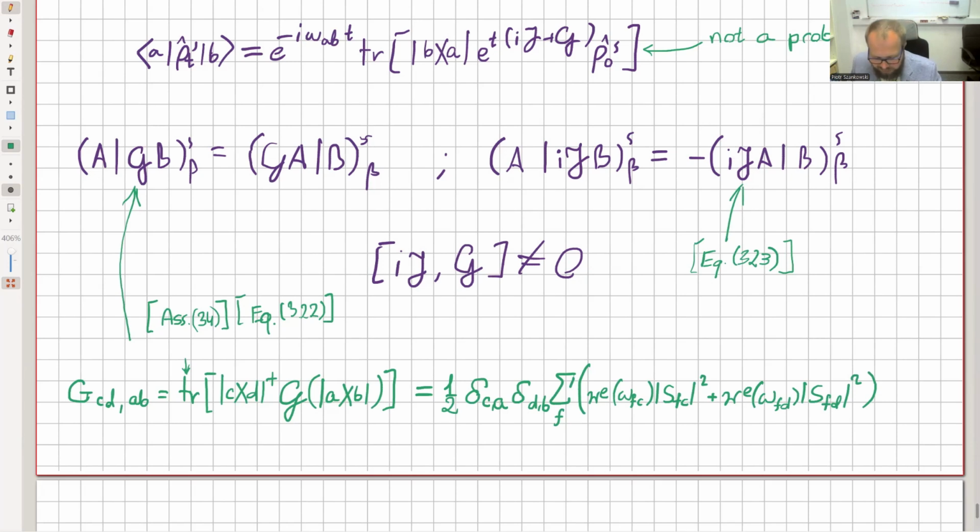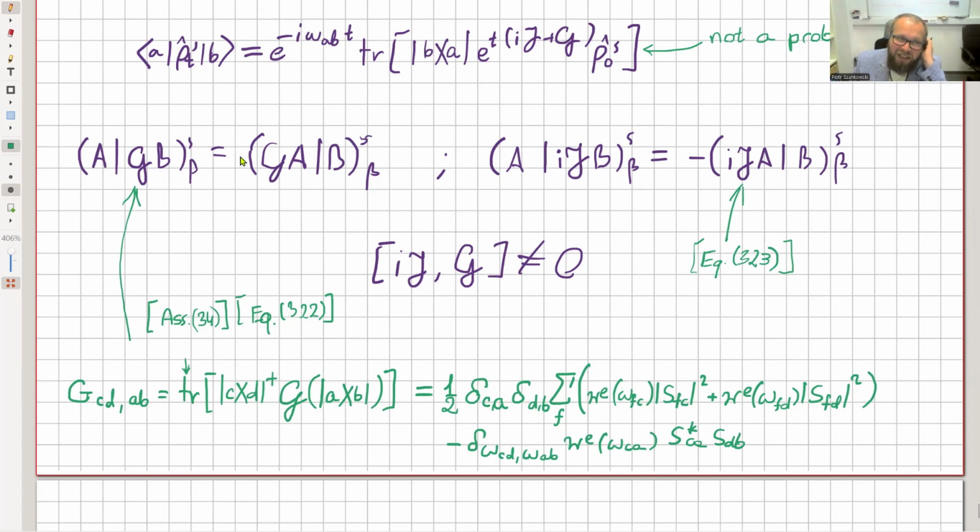So that's one part, but there is another part here, minus a delta, also a delta, but this delta just makes sure that the energy is conserved: omega AB, so the omegas are the same. The rate at omega CA, S CA complex conjugate, S DB. So this is how it looks like.